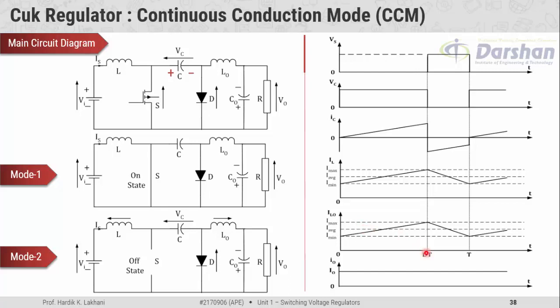At the instant dt, when the switch is made open, the polarity across inductor L and L0 gets reversed. Due to that, this diode comes into the picture and it becomes on. So whatever energy was stored by this inductor during interval 1 will be delivered to the capacitor via this freewheeling diode D.